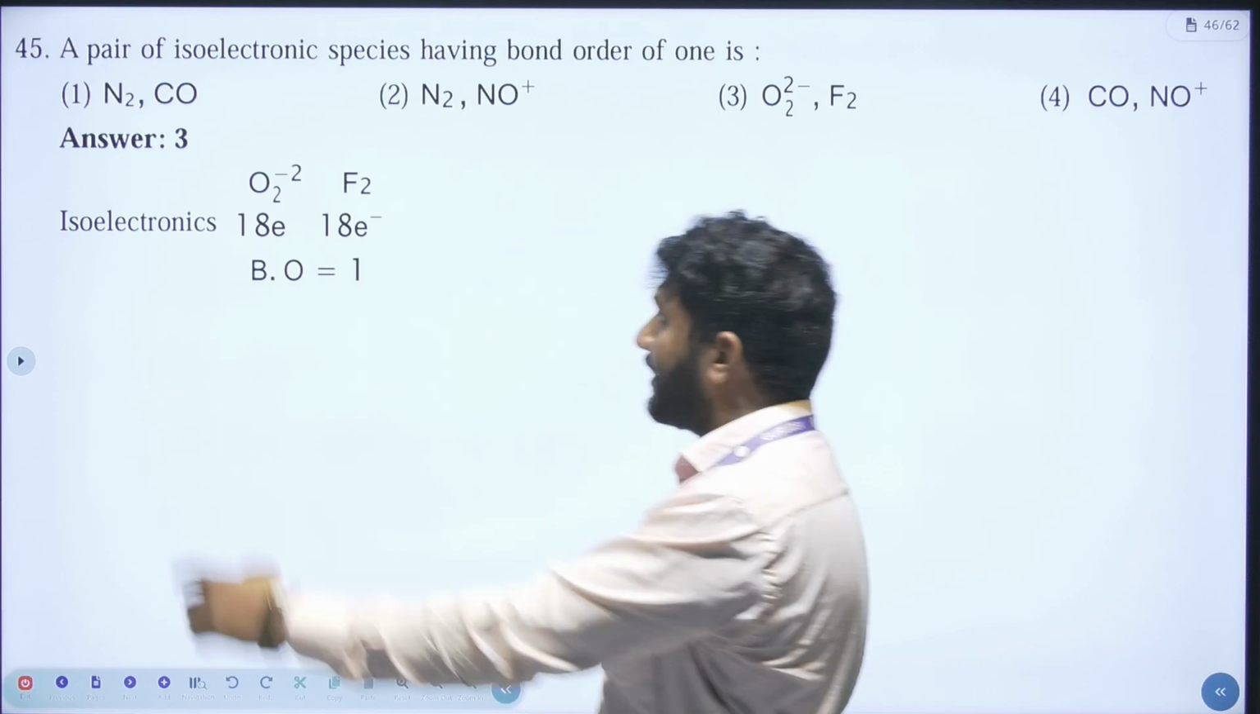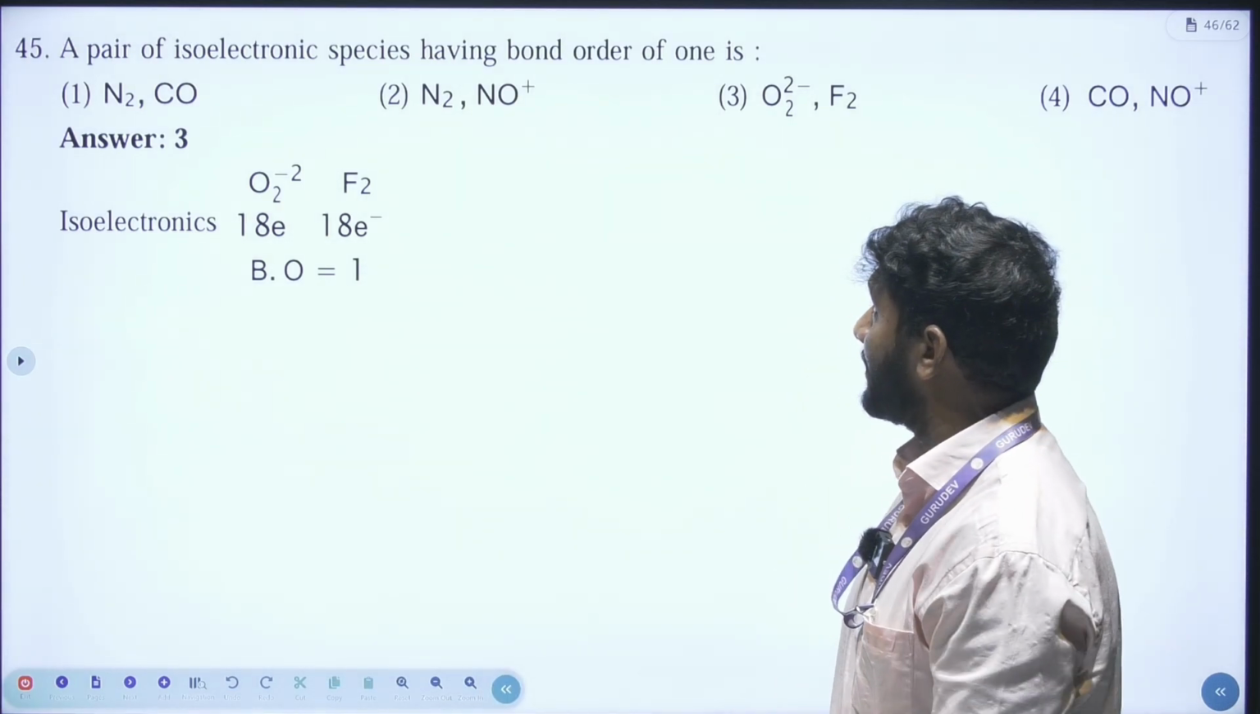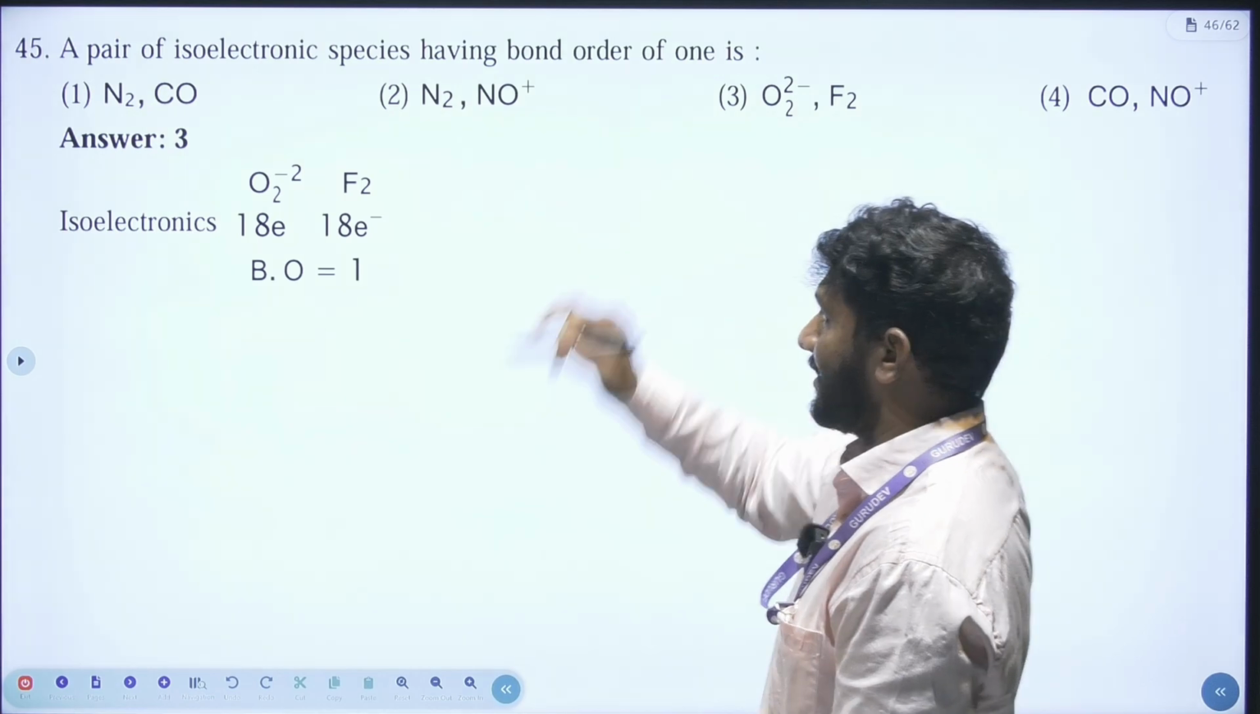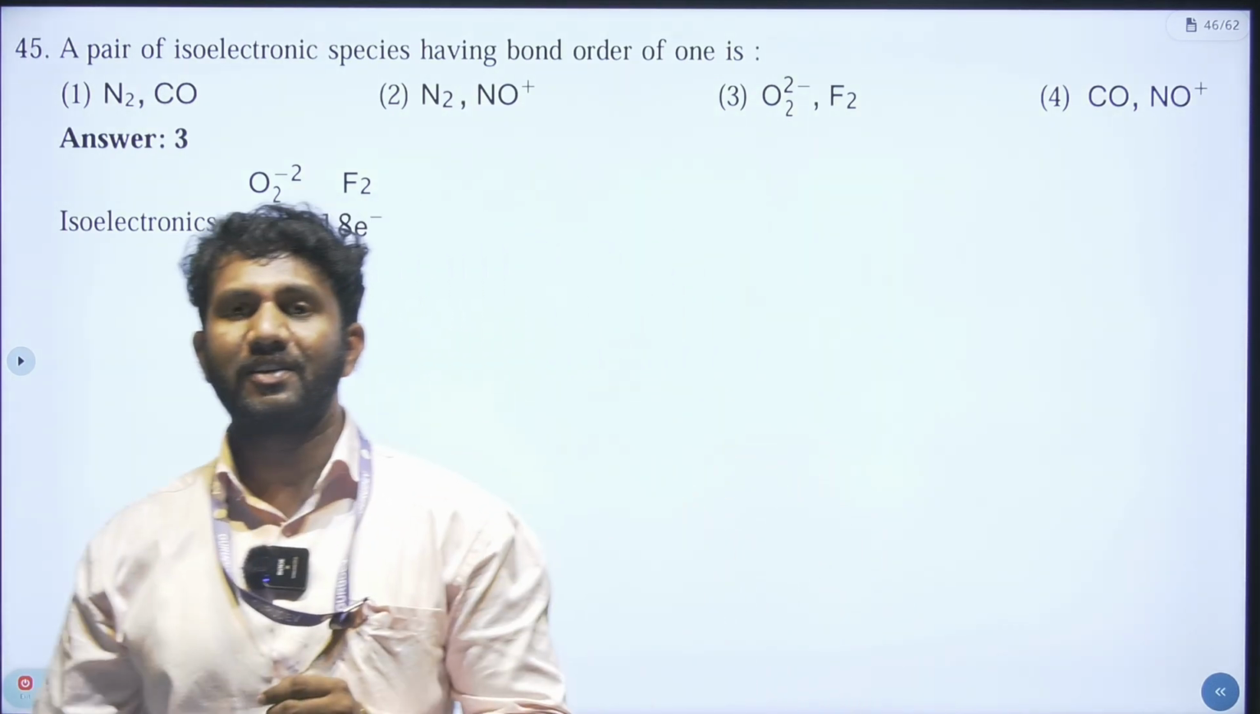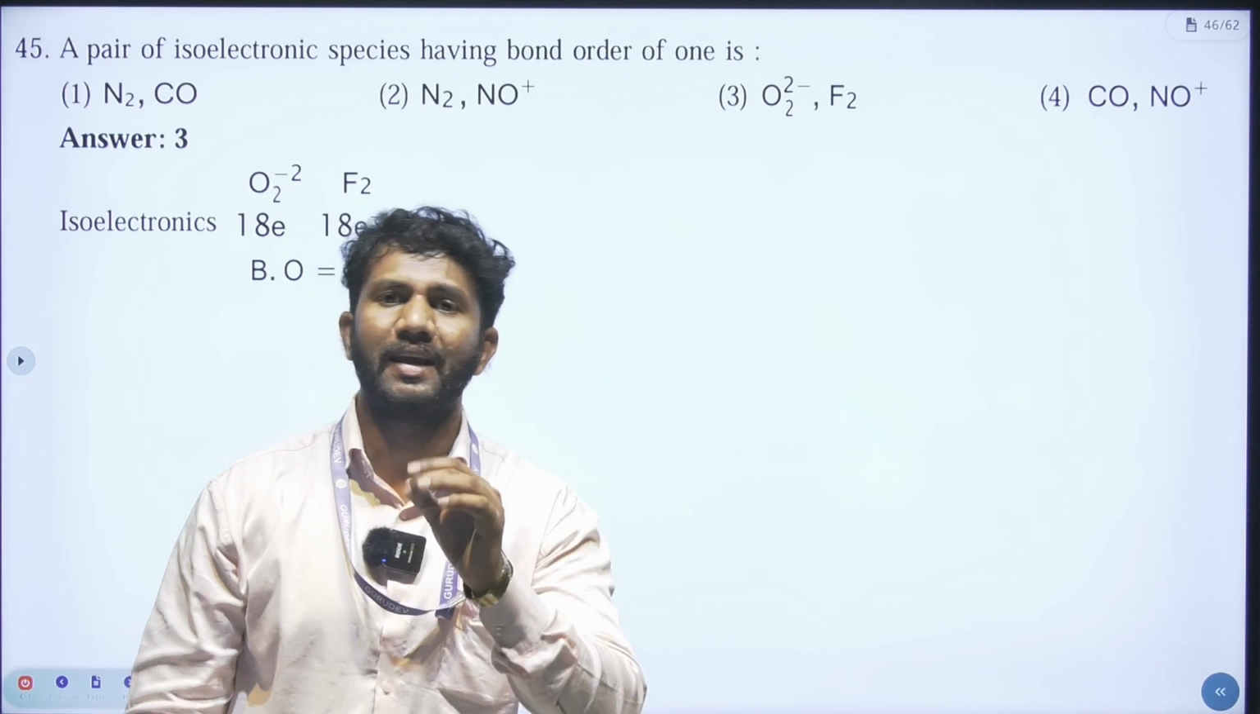Next question is, the pair of isoelectronic species having bond order 1 is. We know isoelectronic species means species having the same number of electrons.